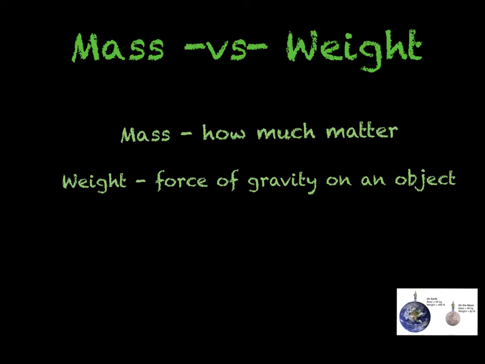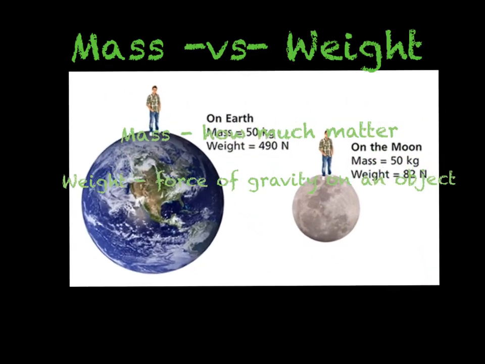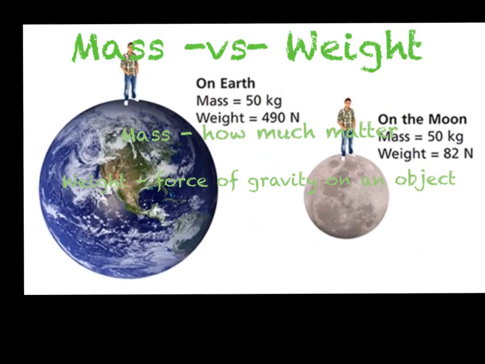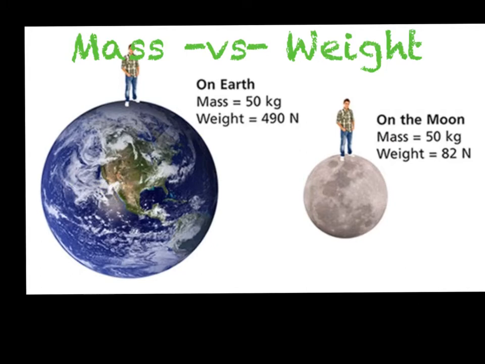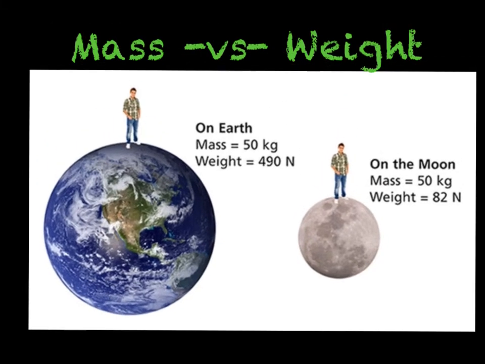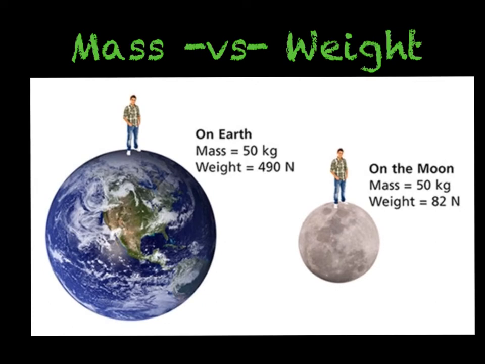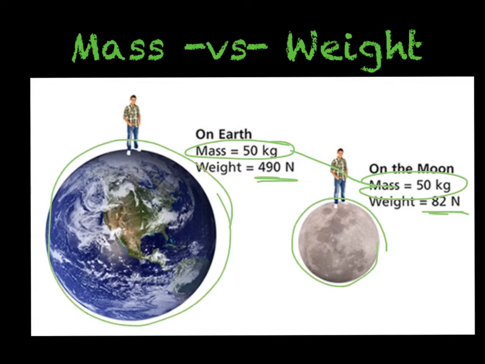If we take a look at this picture, you can see there's a person standing on Earth and a person standing on the moon. But you can tell that though their mass is the same in both places, they both equal 50 kilograms, their weights are different. On Earth, they would have a weight of 490 newtons, but on the moon, 82. So why is this? Well, the moon is less massive than Earth, so its gravitational pull is much smaller than the gravitational pull of our Earth. In fact, it's 1/6 the size of Earth's gravitational pull.